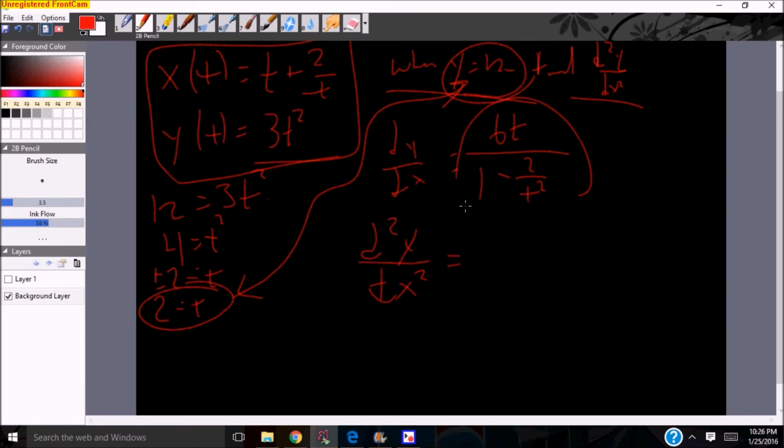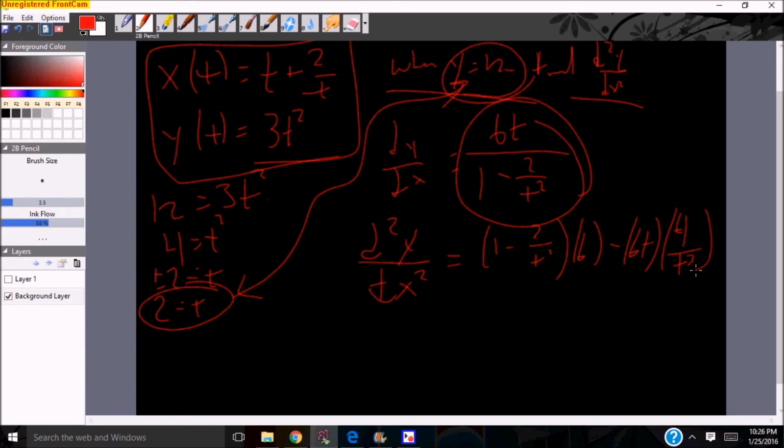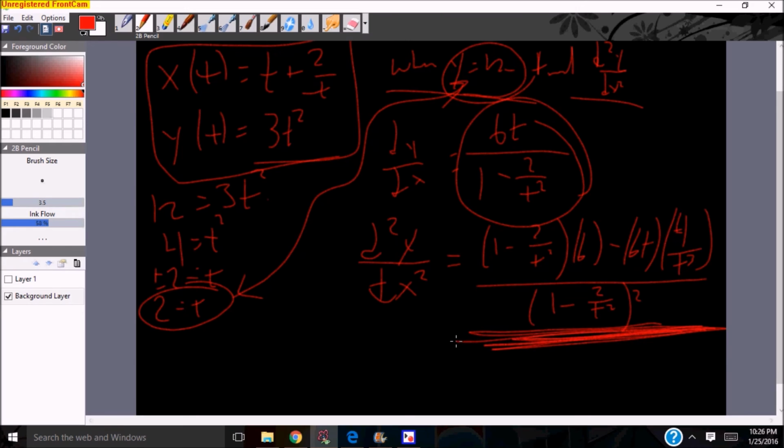So the second derivative is going to be equal to the derivative of this, which in this case is a quotient rule: low d high minus high d low. D low is going to be 4 over t cubed, all divided by the low squared, 1 minus 2 over t squared, all divided by the x prime, or 1 minus 2 over t squared.